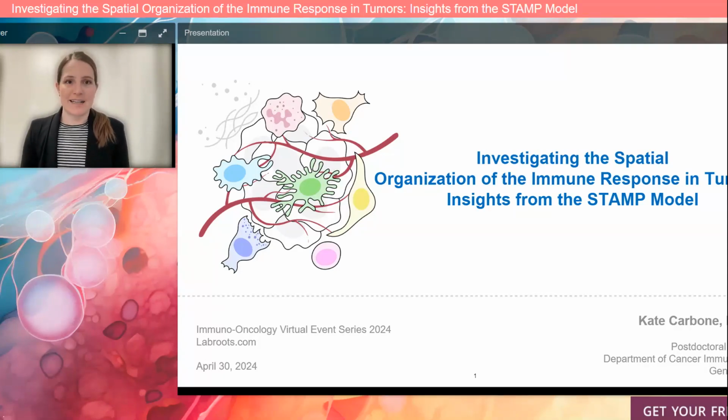And in particular, I'd like to share with you our efforts to develop a novel preclinical model we call STAMP to study the tumor microenvironment, as well as some recent work on how the biology of dendritic cells shapes tumor immunotype and fate.